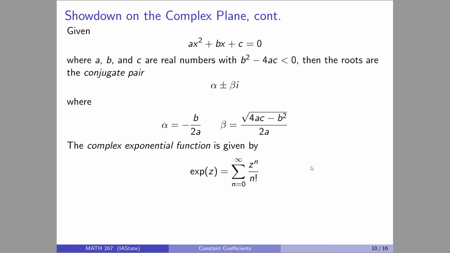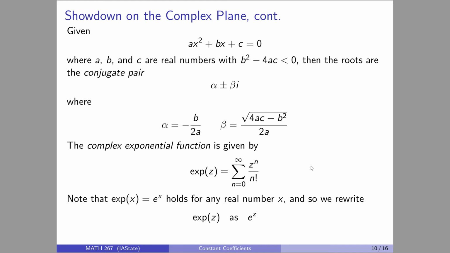So for any real number, exp of x is just e to the x, right? Because if you look at that, that's x to the n over n factorial. That's the Taylor series of e to the x. So we know what e to the x equals. Since that's true for any real number, exp of z is just referred to as e to the z. I want to be really careful about that notation, and why I'm writing it this way.